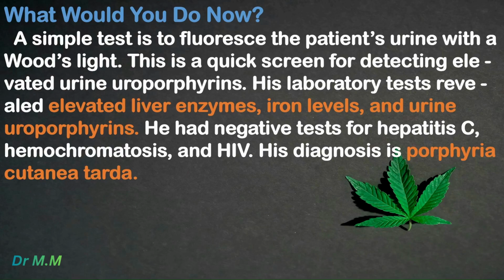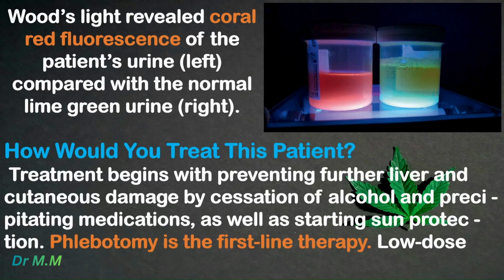A simple test is to fluoresce the patient's urine with a Wood's light. This is a quick screen for detecting elevated urine uroporphyrins. His laboratory tests revealed elevated liver enzymes, iron levels, and urine uroporphyrins. He had negative tests for hepatitis C, hemochromatosis, and HIV. His diagnosis is Porphyria cutanea tarda. Wood's light revealed a coral red fluorescence of the patient's urine compared with the normal lime green urine.